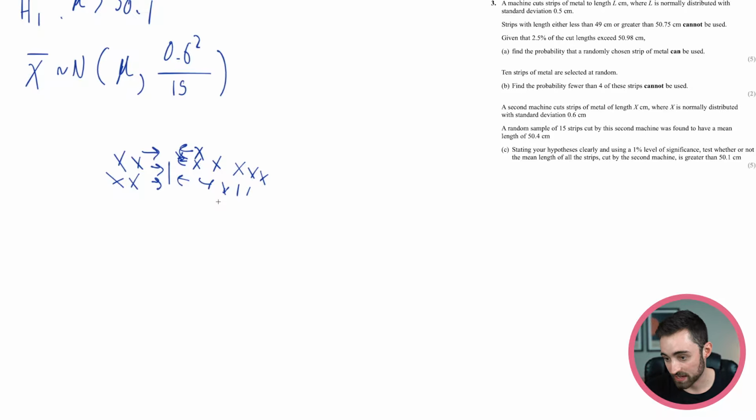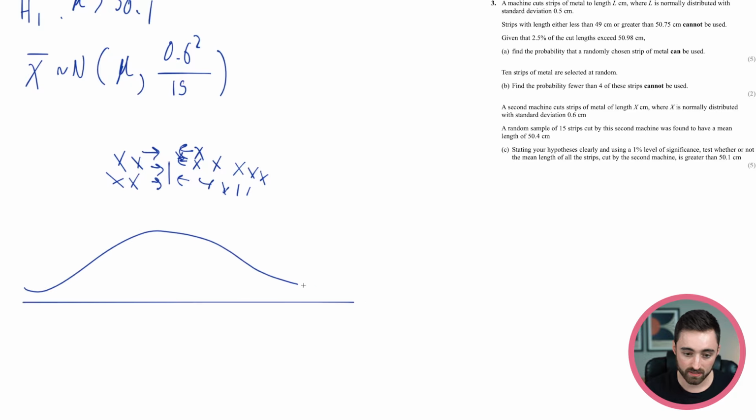Okay, so what we're going to do with that, we're then going to say, right, if H0 were true and the mean was 50.1, what would be the chance of me taking this sample and getting the result that I did? The result that I got was 50.4. So that's here somewhere, right? We can work out the probability of me getting a result over here.